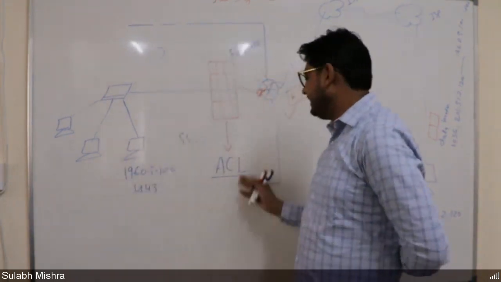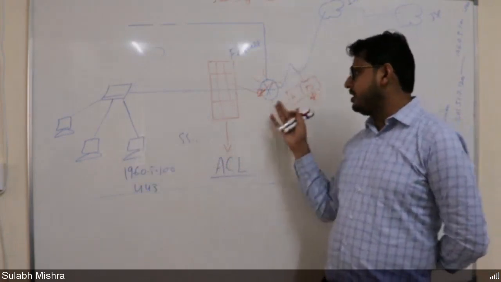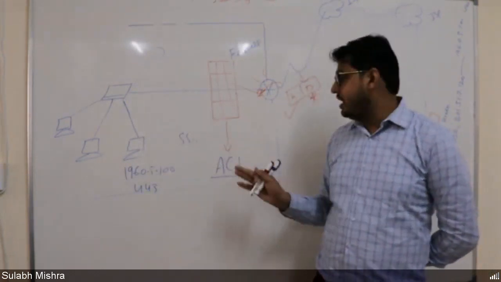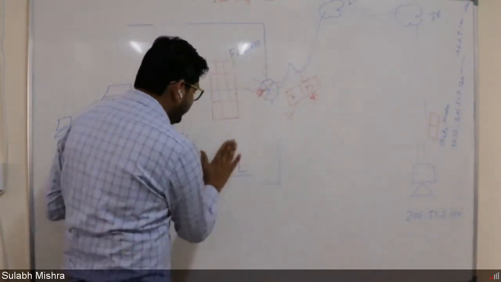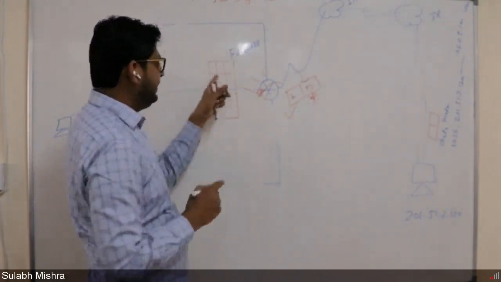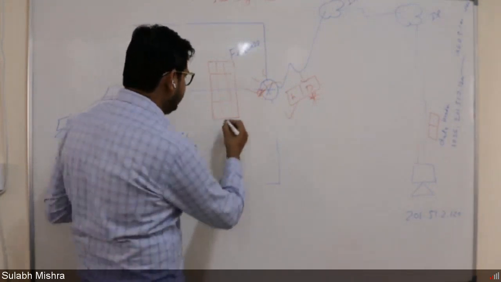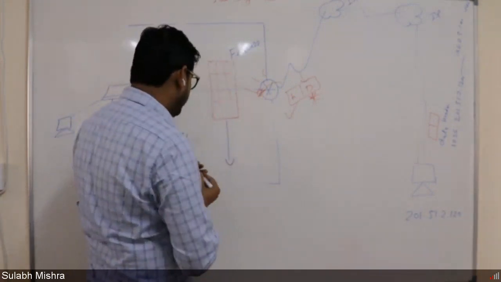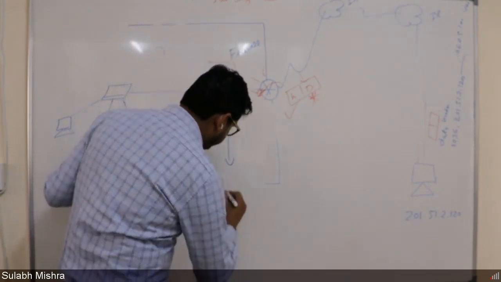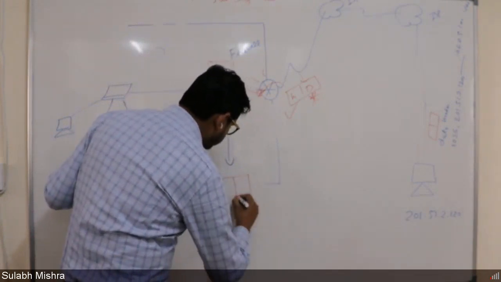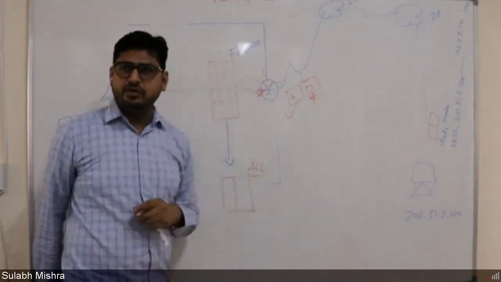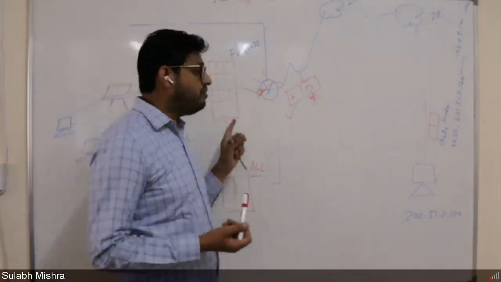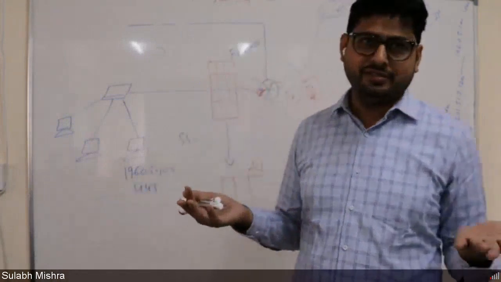Similarly, the ACL has all the information: what port number and what IP is being allowed. So the ACL is a list inside the firewall. I'm not writing it inside, but I'm writing it outside. Outside of the firewall, there is a list that is called the ACL, the access control list. Now, how will the firewall get the list? Who is updating the list?